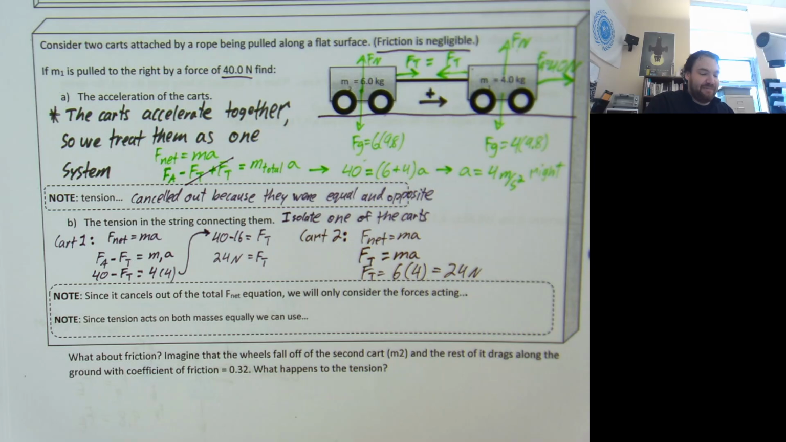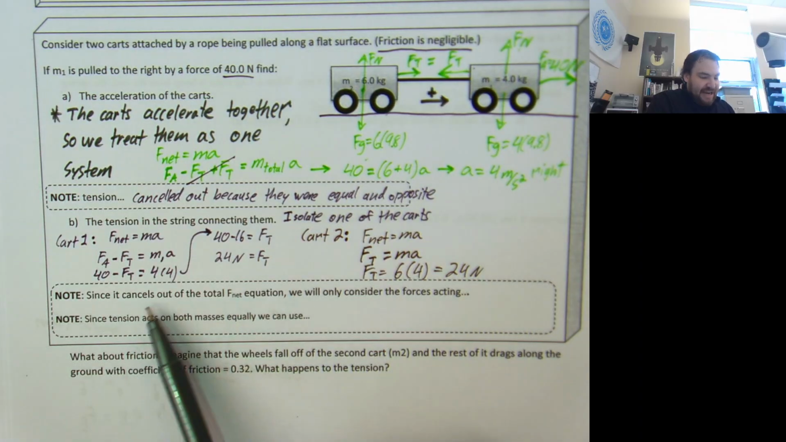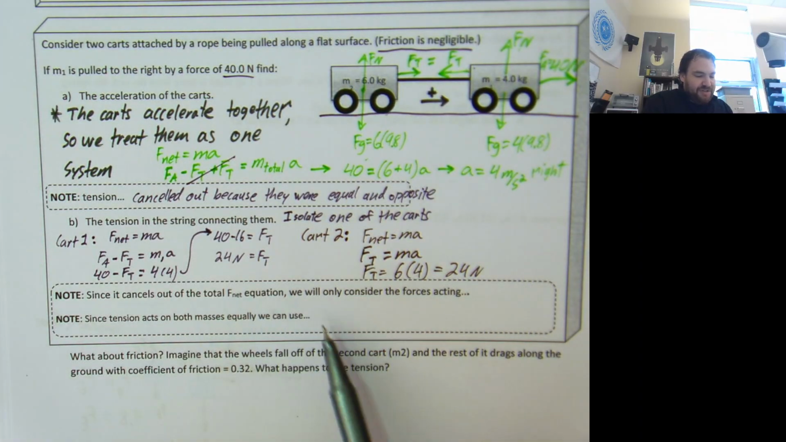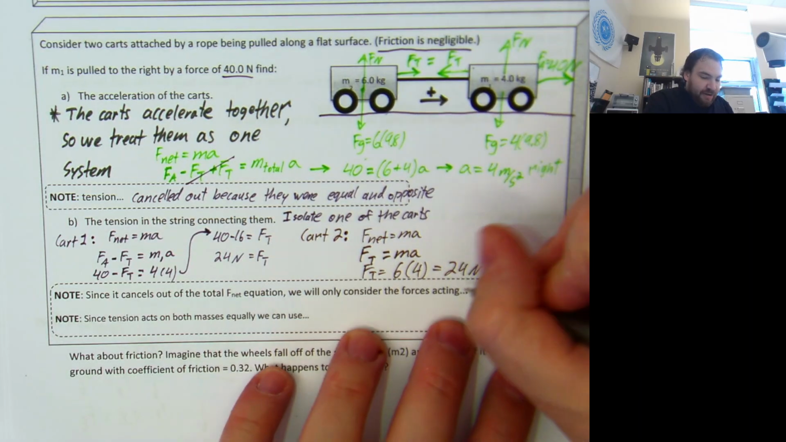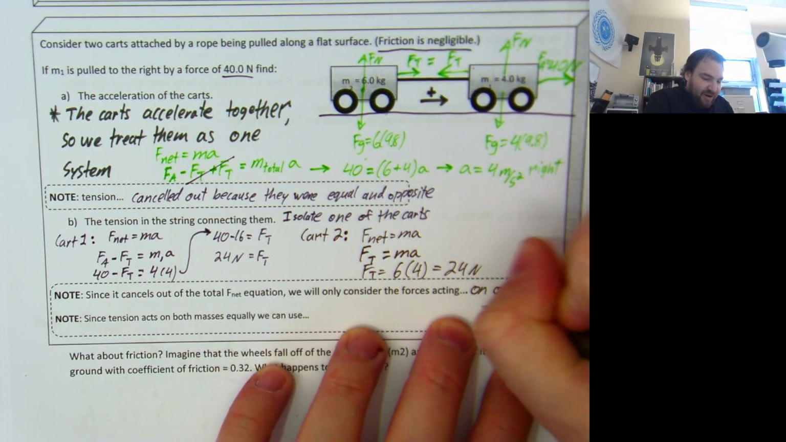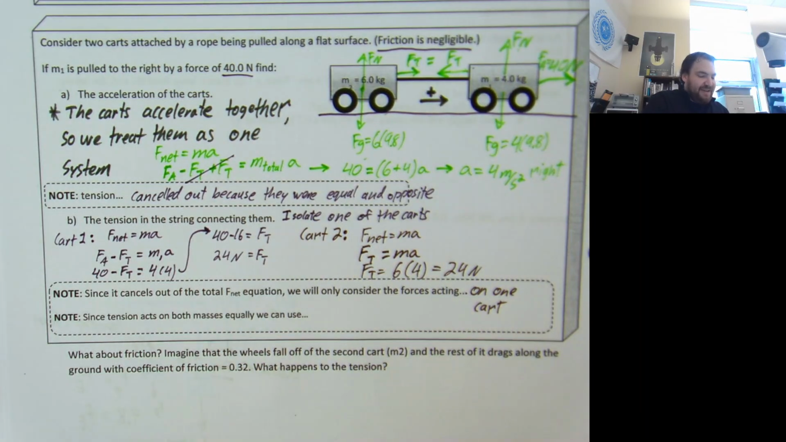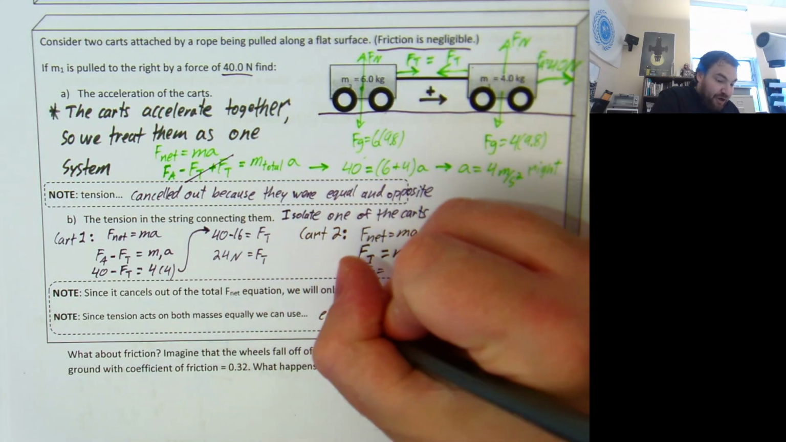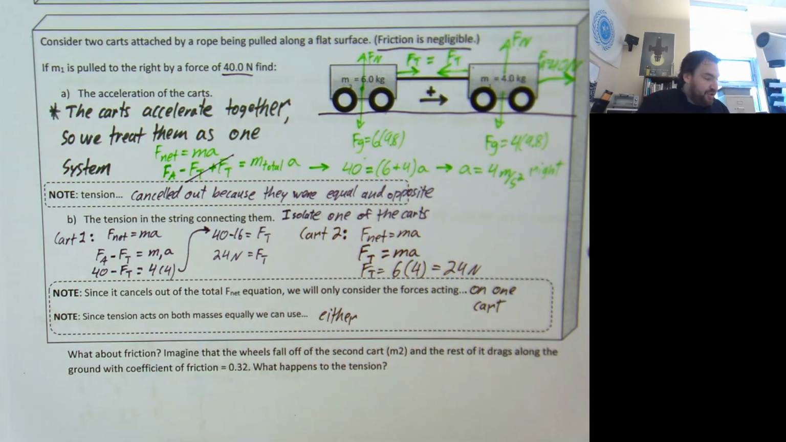Questions about what we've done? Okay. So some notes here on the bottom. Since it cancels out of the total F net equation, we will consider the forces acting on one cart. You can isolate the cart. And since tension acts on both masses equally, you can use either cart. It doesn't matter which you choose to use.